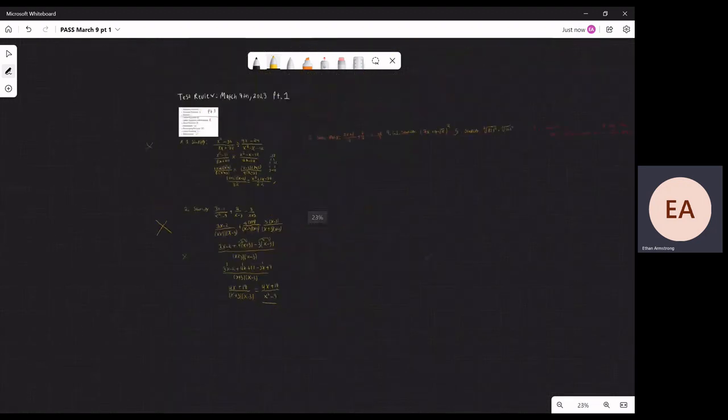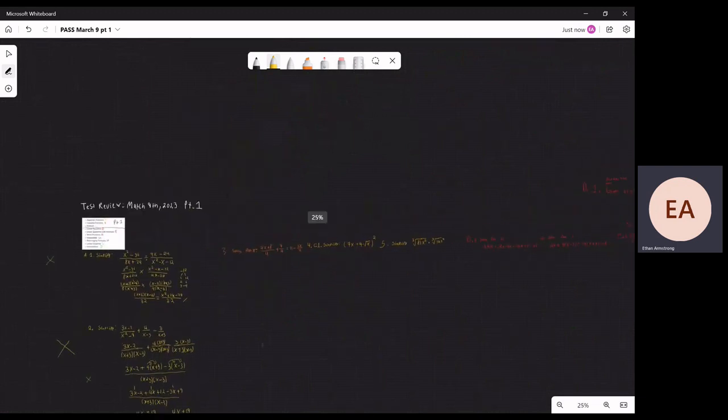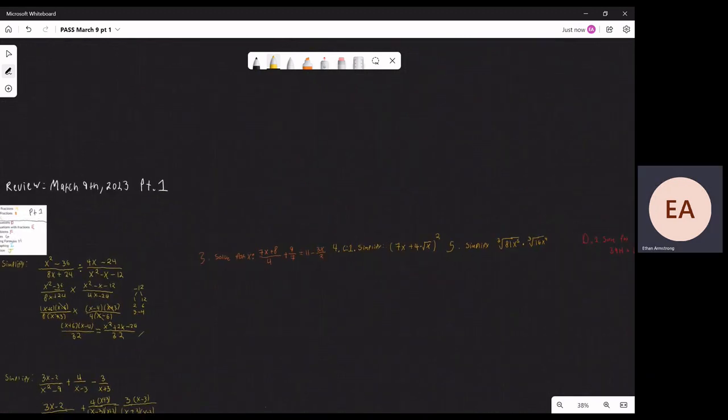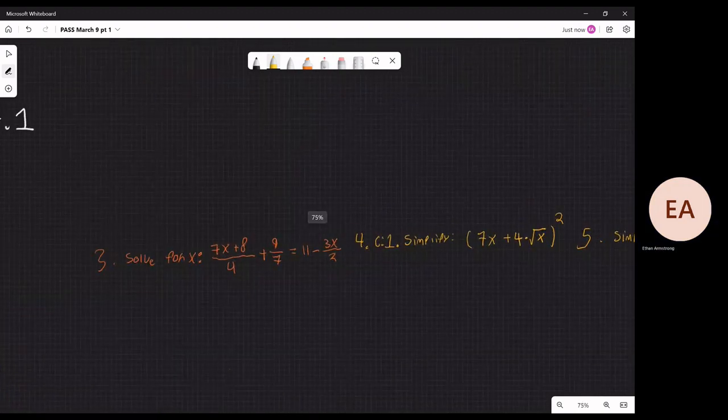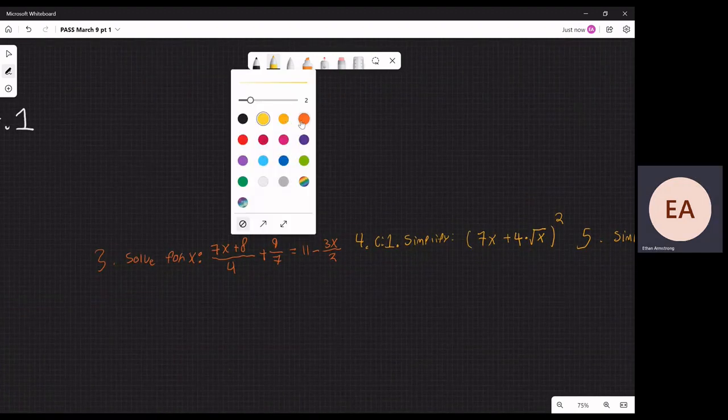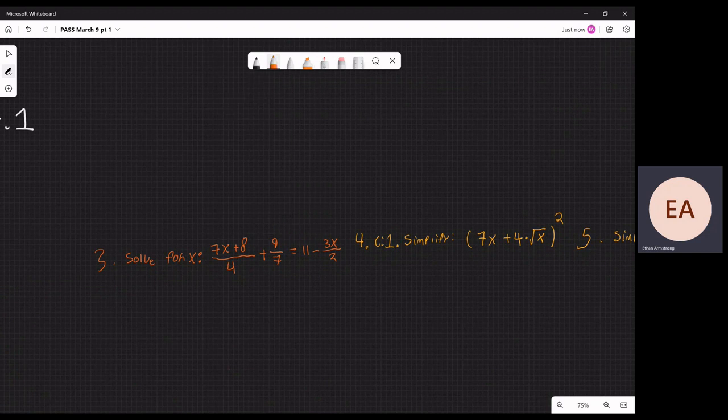Okay. Next up, we have question number 3. Just change my color. So for this question, we want to solve for x. So when we're given an equation like this, where we have fractions in multiple terms, ideally, the easiest thing you could do is multiply all these terms by a common denominator.